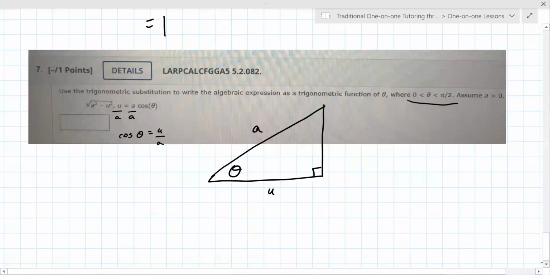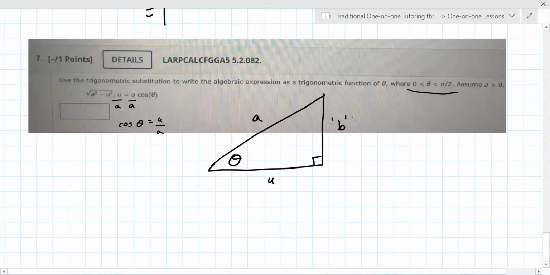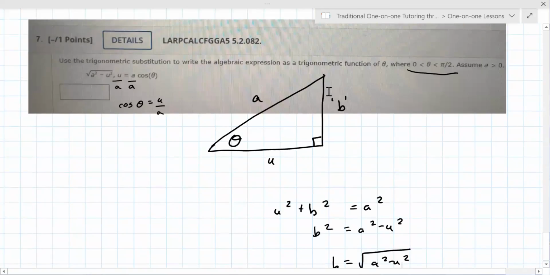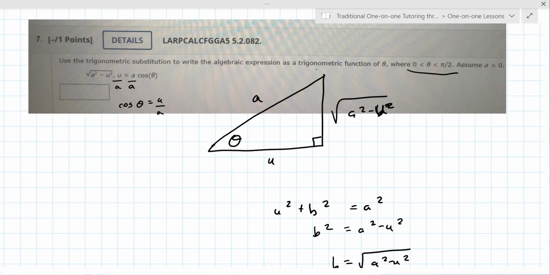Okay. And then to solve for this side, let's call this side b. You would have u squared plus b squared equals a squared, and we're solving for b. So we're going to subtract u squared from both sides, then take a square root. So b is the square root of a squared minus u squared. Okay, so that's up here. Square root of a squared minus u squared. Now I haven't answered this yet, but you have to be able to actually determine this triangle.